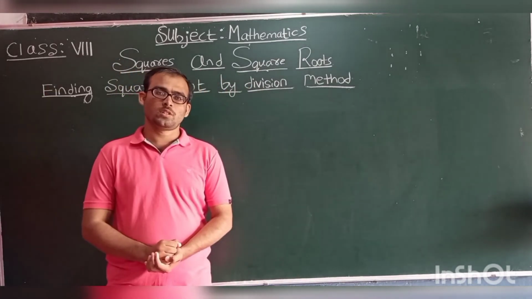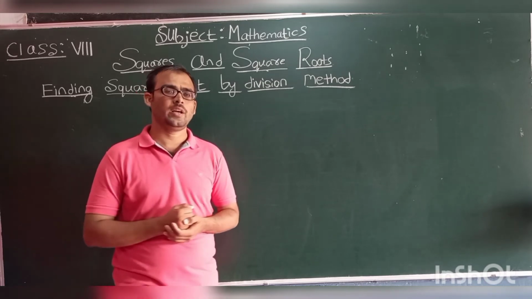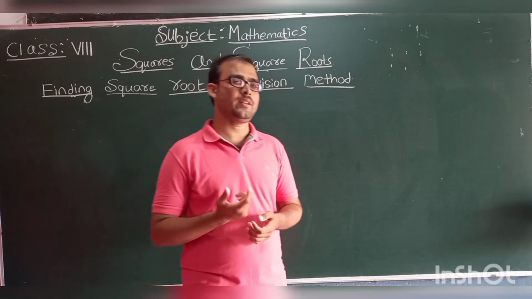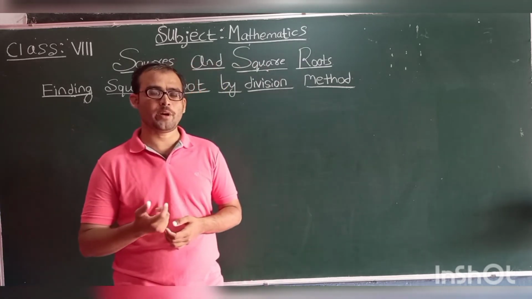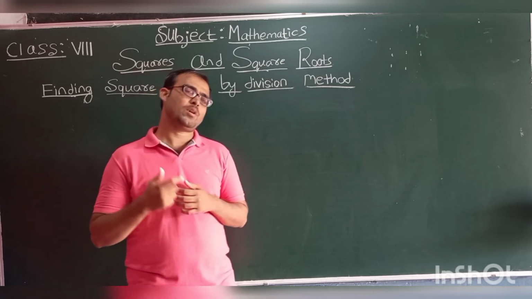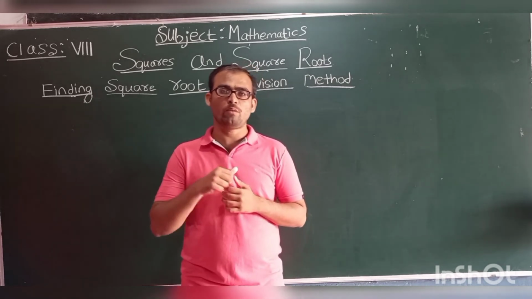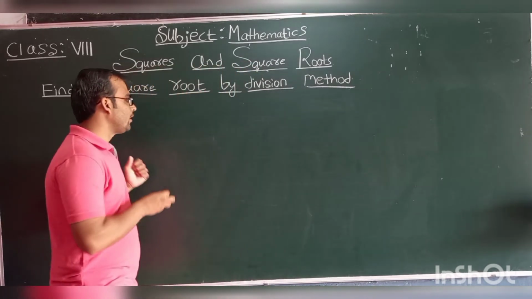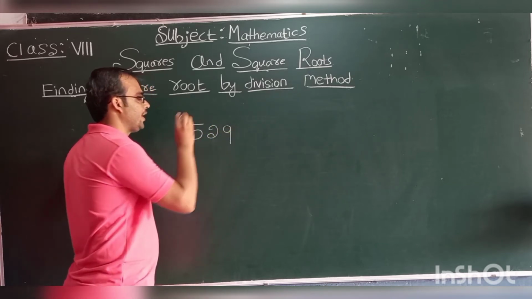Okay, the square root of 4096 is 64. Students, before finding the square root of any number using the division method, I told you that we can find the number of digits in the square root of any number using the formula n by 2 and n plus 1 by 2. No, so we can find the number of digits in the square root of any number easily by one more method. Okay, so here let us take the number as 529.